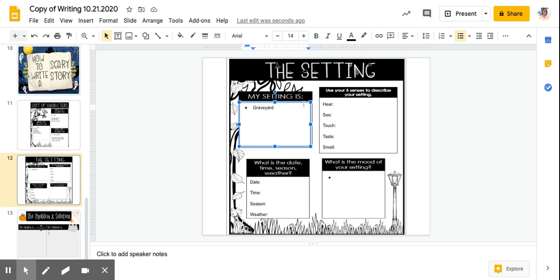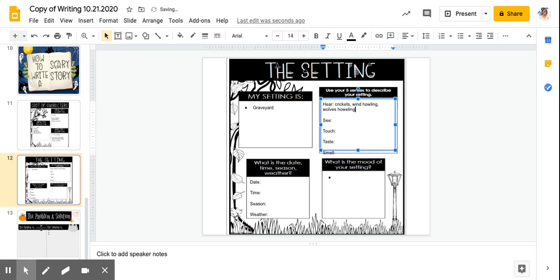So what I'm going to write is where my setting is in the first box. And then over on the right-hand side, use your 5 senses to describe your setting. So the 5 senses are what you hear, what you see, what you touch or what you can feel, what you taste, and what you smell. So when I'm thinking about my setting, I'm in a graveyard. So I'm thinking that I am hearing some crickets. I bet I am hearing some wind howling, possibly even wolves howling.